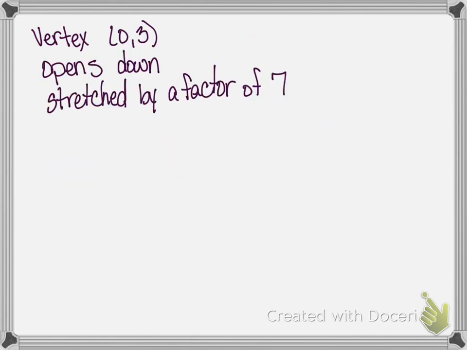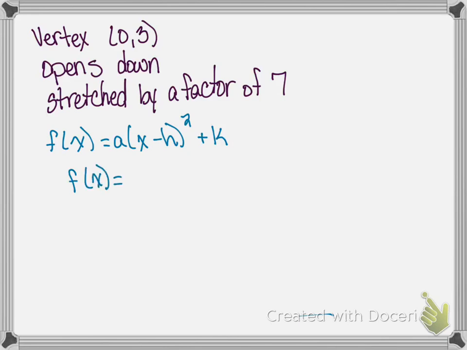I want you to do this one. My vertex is (0, 3), opens down, I'm stretched by a factor of 7. Okay, what is my A value? Okay, I heard somebody say 7. Negative. It is negative 7. Okay, the reason it's negative 7 is because it opens down. When it opens down, your A value is negative. Stretched by a factor of 7, that's my A.